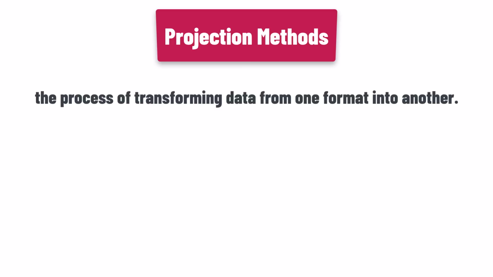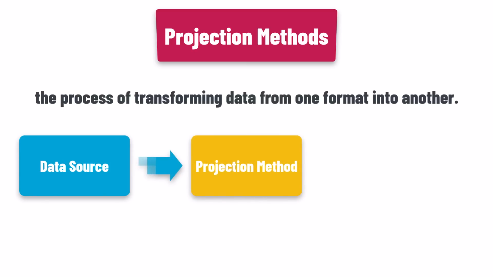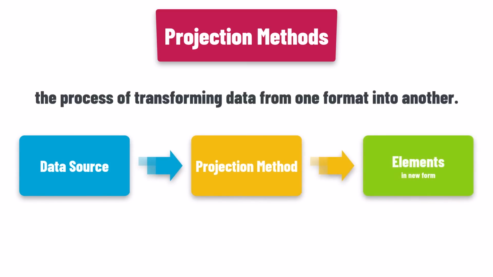In summary, we have a data source consisting of different elements. We set a projection method to return specific elements from the data source. As a result, we get the elements we need in a new form. This is what projection means.